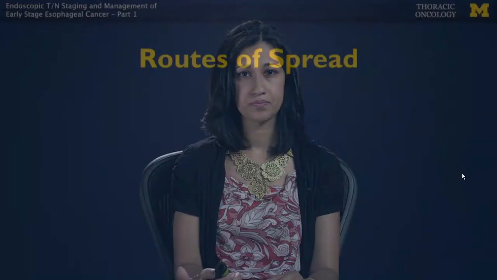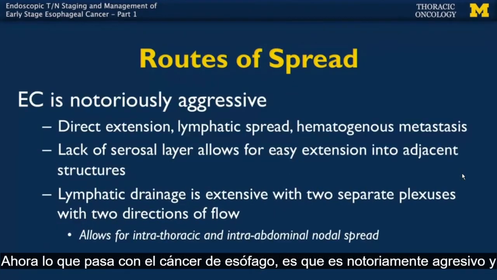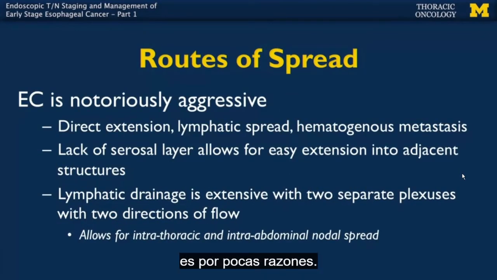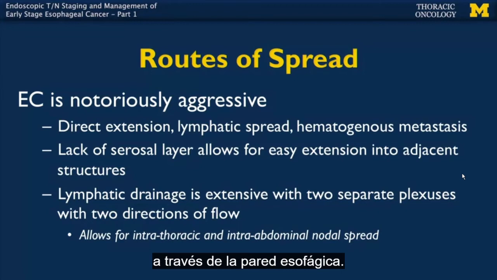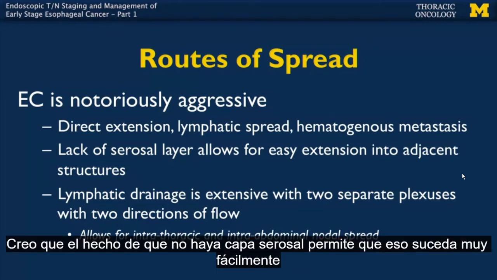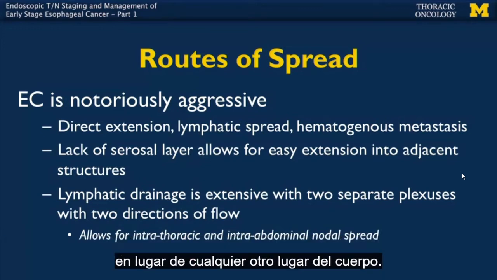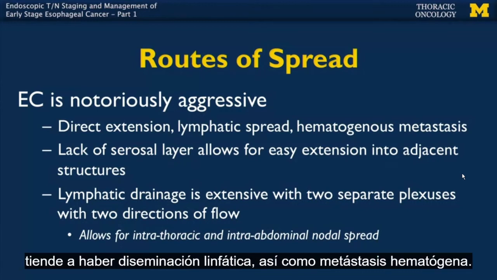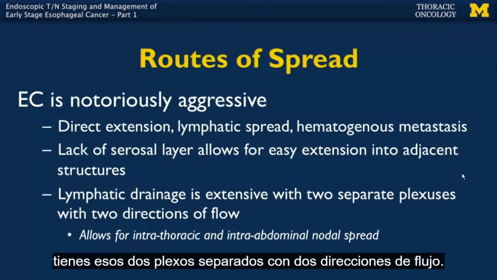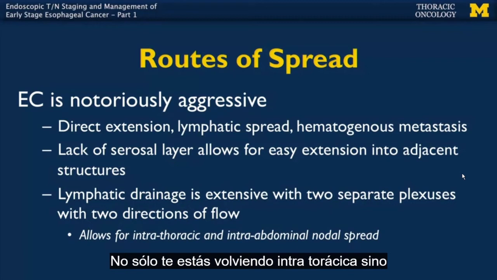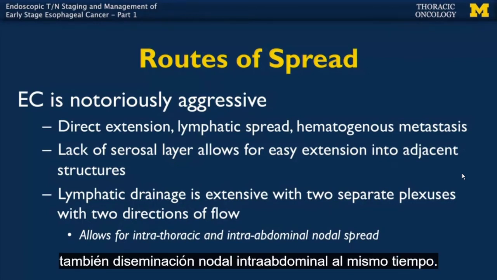Now, the thing about esophageal cancer is that it is notoriously aggressive, and it's for a few reasons. There is direct extension into adjacent structures and through the esophageal wall. And I think the fact that there's no serosal layer allows that to happen very easily, as opposed to anywhere else in the body. Just like any other type of cancer, there tends to be lymphatic spread as well as hematogenous metastasis. Because you have that extensive lymphatic drainage and you have those two separate plexuses with two directions of flow, you're not only getting intrathoracic, but also intra-abdominal nodal spread at the same time.